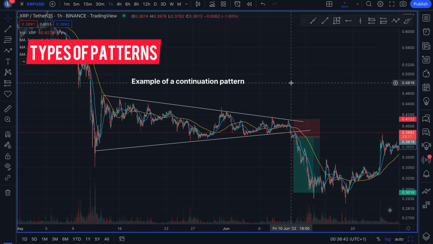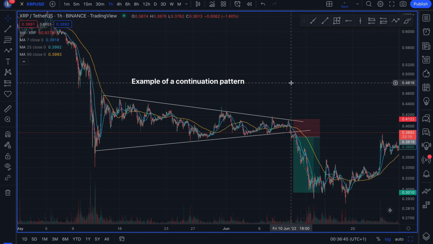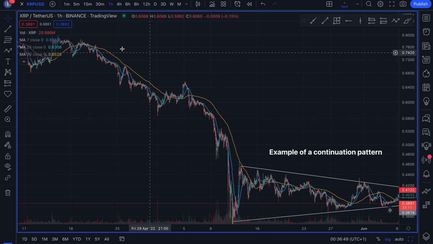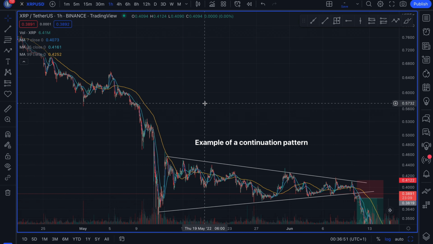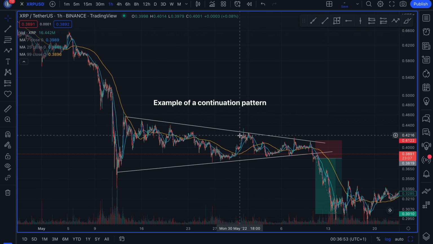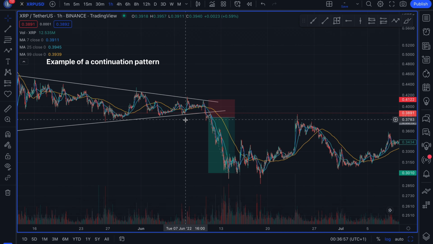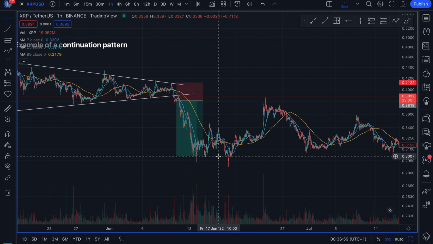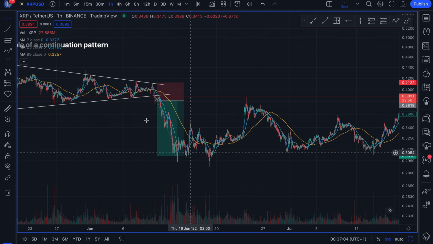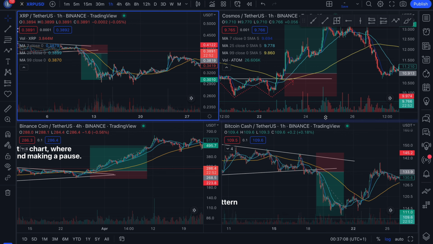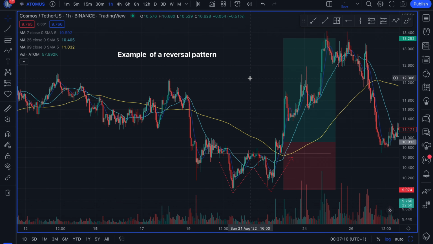The first type is a continuation pattern. Here you can see an example of it, and here we can say that it's a downtrend. Then we see a kind of consolidation, and after a breakout we have a signal, and we see that our price moves forward in the downtrend. So it's a continuation pattern. Clear example.